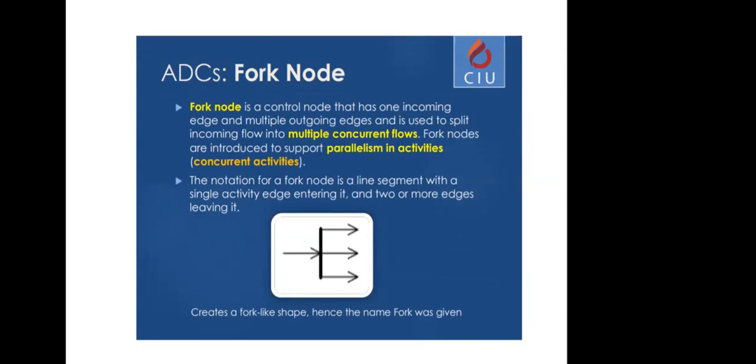Like I said, one of the big differences here is that the flowchart cannot handle parallel activities, whereas the activity diagram can do that. And as you can see from the diagram, it generates a flow, a fork shape, so this might help you recognize a fork node.